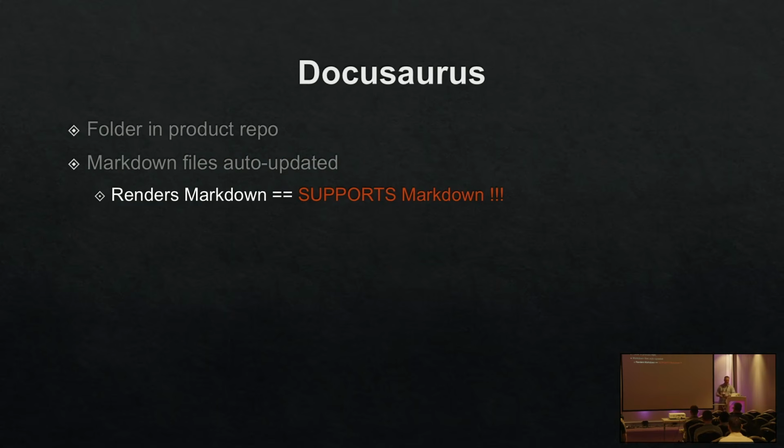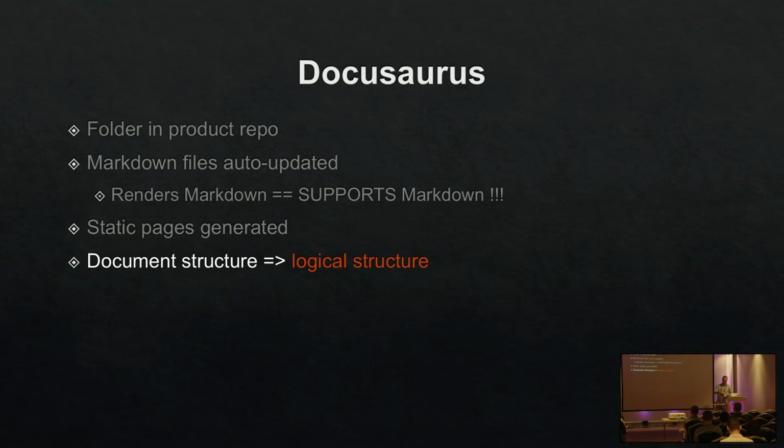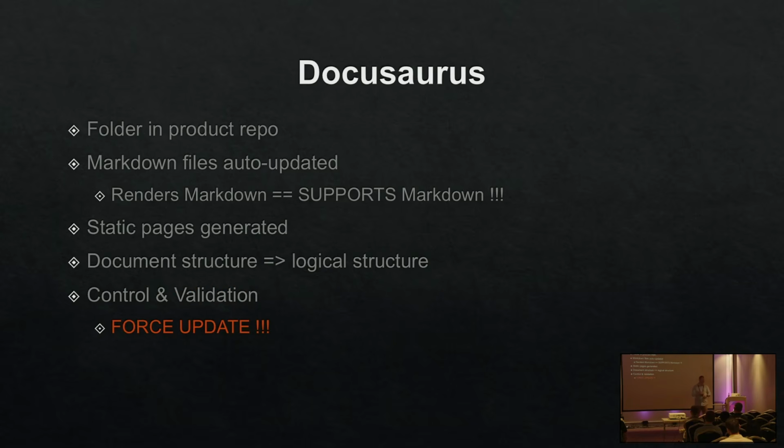Now, when I say it renders Markdown, I also mean that it supports Markdown, which is everything that is about to come in this presentation, like spoiler alert, for example, diagrams in the code, right? So it's also possible to keep it here. And yeah, static pages are generated, and we get the logical structure of this documentation. Now, we have a control and validation of those, and a simple case is if you have multiple files, and you always have multiple files of this documentation, one is moved somewhere else, then the links are being updated automatically, right? That's a simple case, but you can also do some more complex stuff.